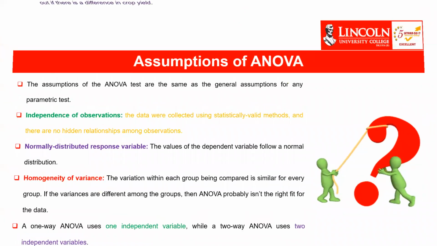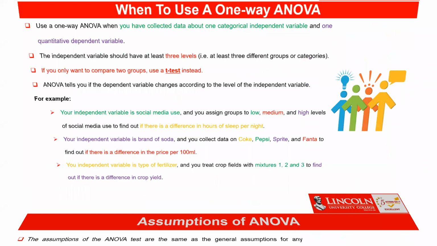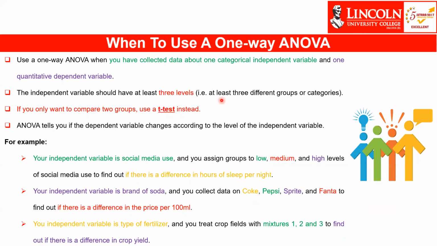Okay, continue. Now, when do we use one-way ANOVA? We use a one-way ANOVA when you have collected data about one categorical independent variable and one quantitative dependent variable. The independent variable should have at least 3 levels. That is, at least 3 different groups or categories.